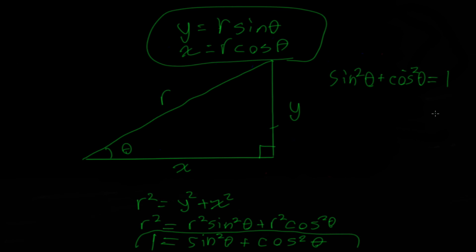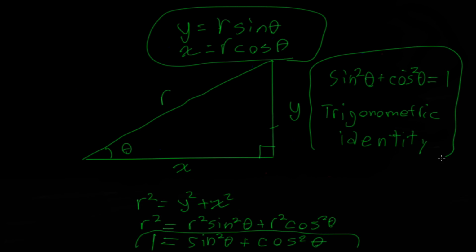This pops up a lot, sine squared plus cosine squared of theta, in later maths, and it's a very important thing known as a trigonometric identity. That's a fancy term for an important truth about trigonometric functions that you should know, that you should essentially memorize. You should know how to define it, of course, but memorization is fine because it will come up a lot in later maths. Thanks for watching.